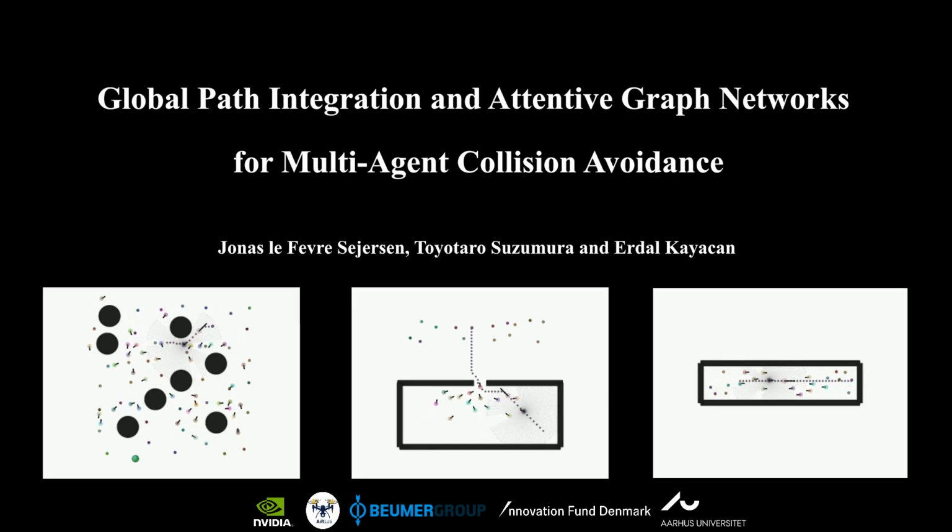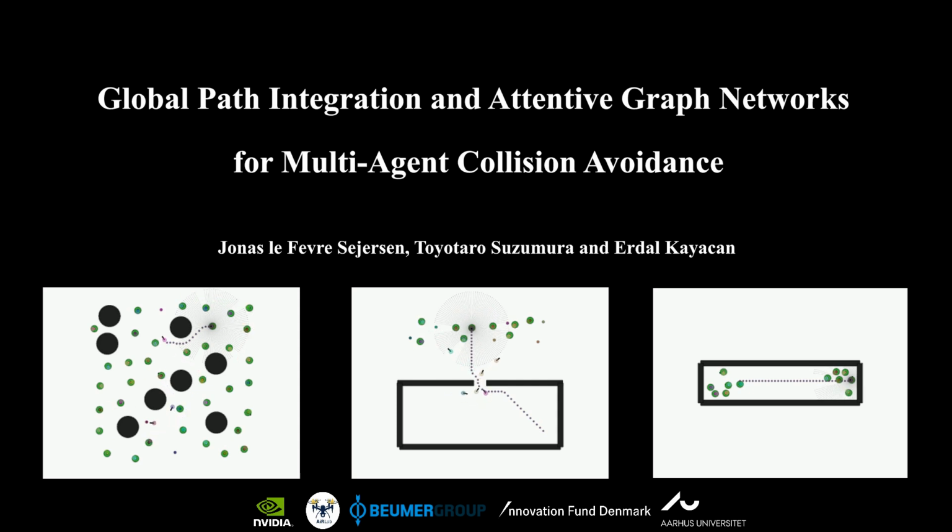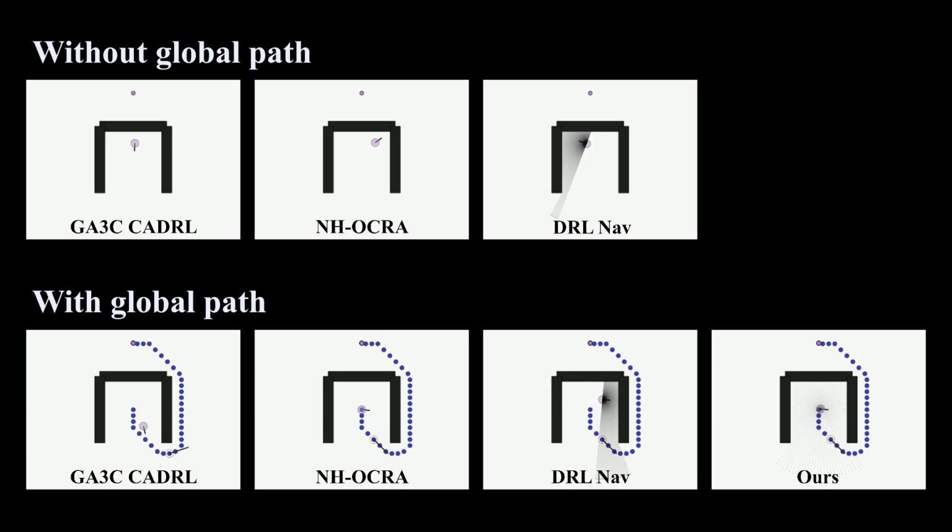Welcome to the presentation of our paper, Global Path Integration and Attentive Graph Networks for Multi-Agent Collision Avoidance. In this work, we address the challenge of non-communication multi-robotic collision avoidance in complex and dynamic environments. Global planners play a crucial role in multi-robotic systems by predicting efficient paths and guiding the robots towards their goals.